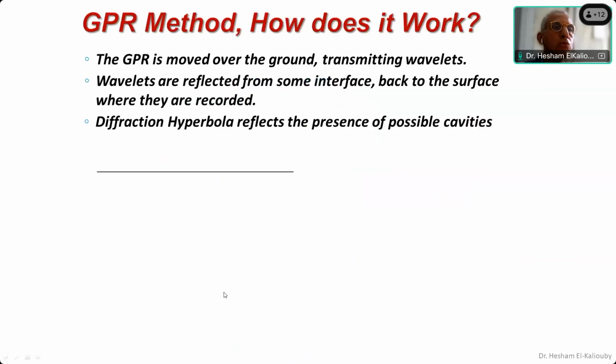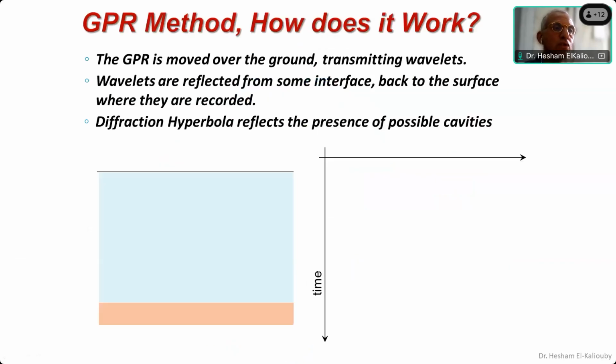Again, how it works, I will show this animation also. If we have 2 media with different velocities or different permittivities, and we have a GPR system, transmitter and receiver, we send a pulse that reflects from this interface. We record that as a trace, distance versus time.